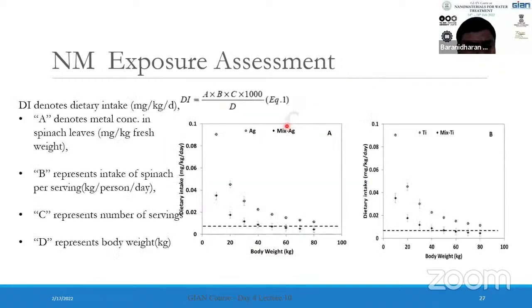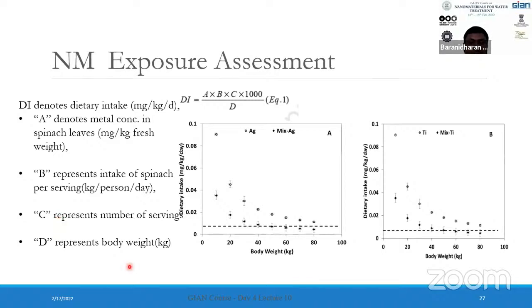In this assessment, dietary intake involves the metal concentration, in this case in spinach grown in soil, expressed in milligram per kilogram of fresh weight. A is the amount of spinach leaves taken as food to be consumed. B is the intake per serving. And C represents the number of servings. If it is taken thrice a day, then it is thrice.